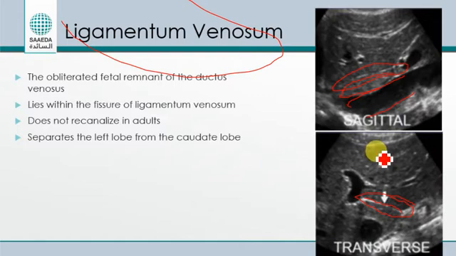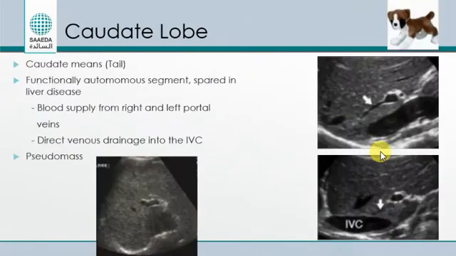Now, regarding the caudate lobe, caudate means tail. This, for example, in this puppy, you can see this is the tail. In fact, it's not in the liver. It's cranial in position. It's not caudal, but it looks like a tail. Okay, so it is functionally autonomous. It works by its own. It takes blood supply from right and left portal veins. It has a direct venous drainage to the IVC. So usually it's spared in diffuse liver diseases.